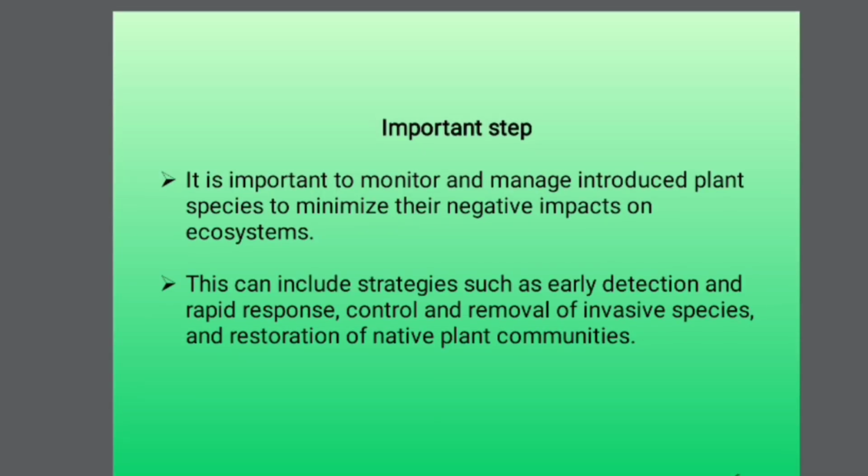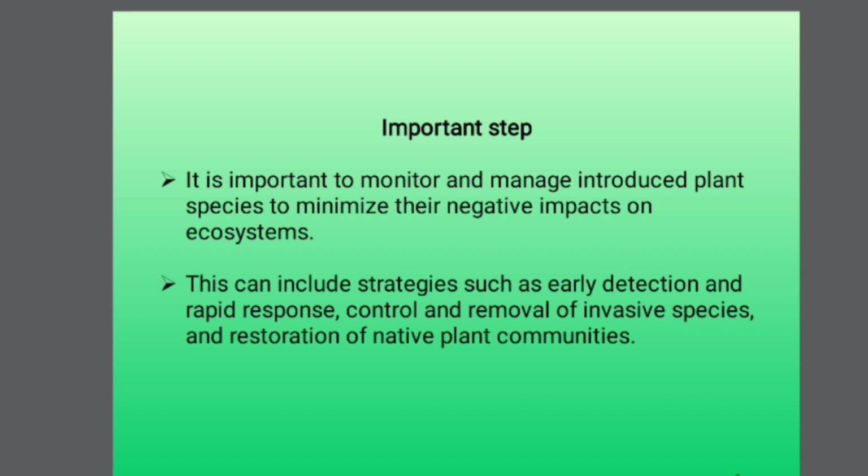What are the important steps? It is important to monitor and manage the introduced plant species to minimize their negative impact on the ecosystem. What we do, basically, is monitor the management of introduced medicinal plant species in order to reduce the losses and the harmful impact on the native ecosystem.